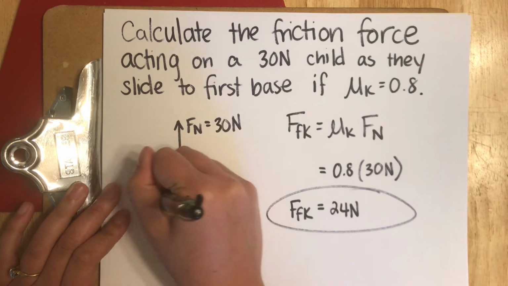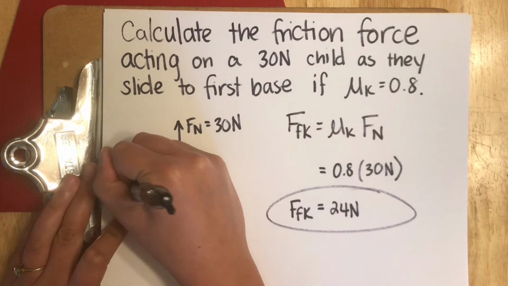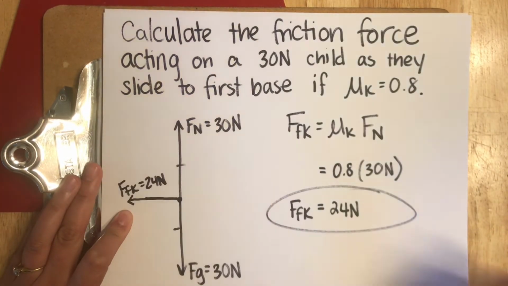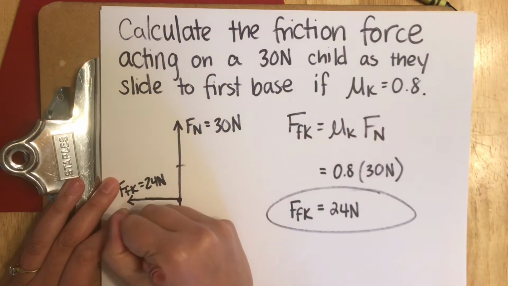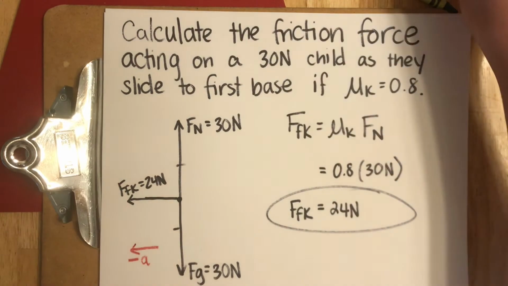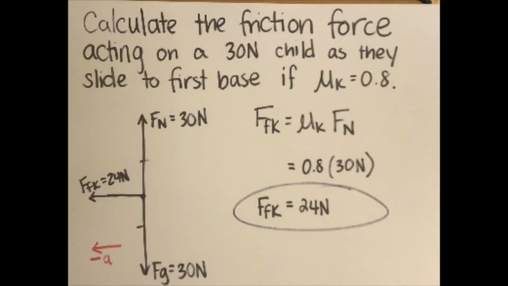If I draw this back on the free body diagram, we see that there's a friction force to the left, and the child's not doing any applied force to the right. Like they aren't shimmying themselves across, they're just sliding. So that negative acceleration in this case is because there's one friction force with no applied force, and so it's accelerating to the left or slowing down.